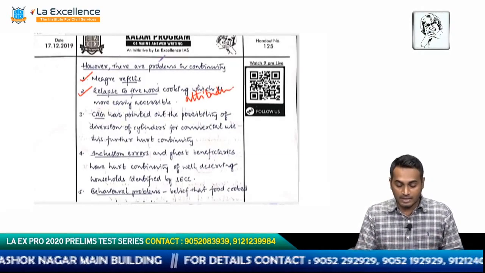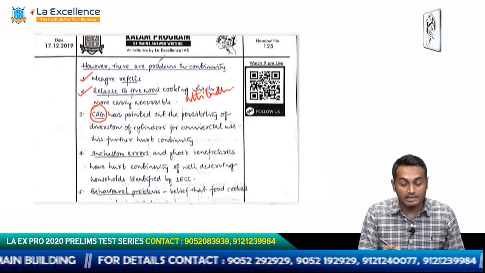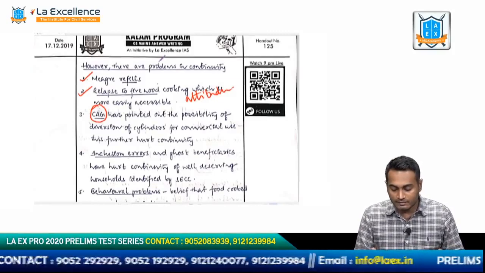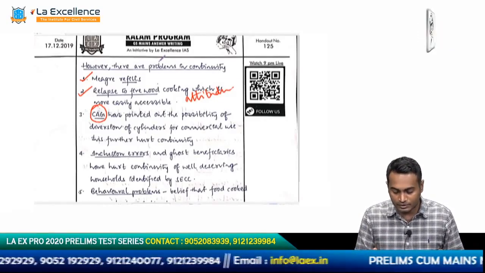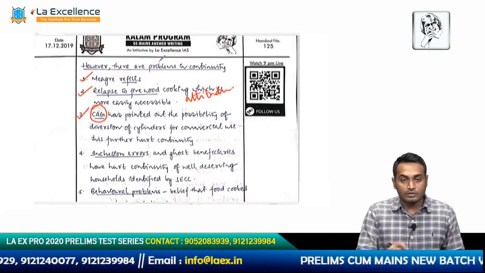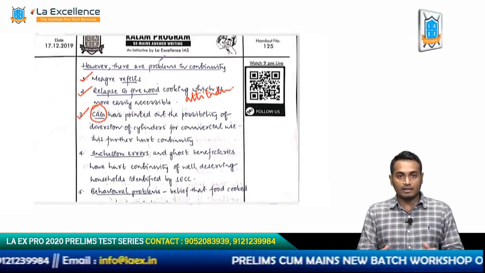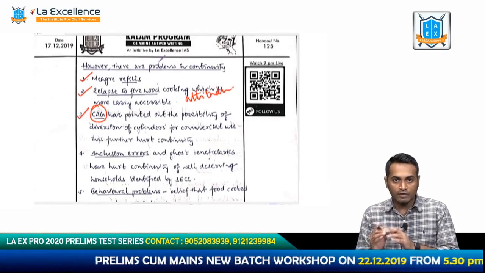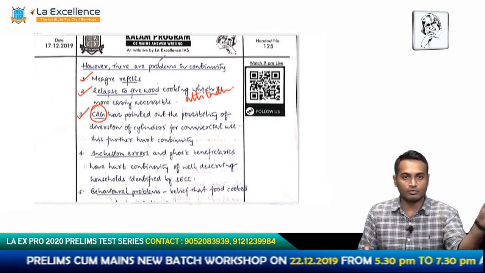And the third thing he has said, and see, he has used the name of CAG. This is going to densify my answer. CAG has pointed out the possibility of diversion of cylinders for commercial use. This further hurt continuity. So basically, the commercial usage of these cylinders is decreasing the availability of the cylinders which would have gone to rural households.